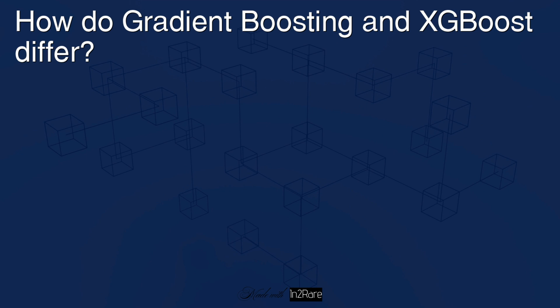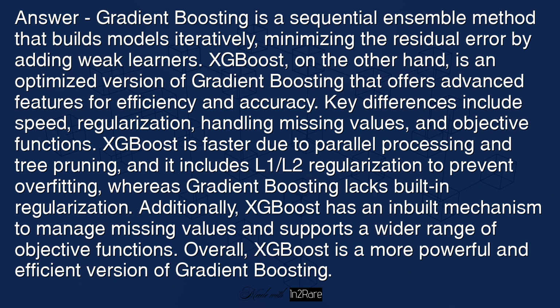How do gradient boosting and XGBoost differ? Answer: gradient boosting is a sequential ensemble method that builds models iteratively, minimizing the residual error by adding weak learners. XGBoost, on the other hand, is an optimized version of gradient boosting that offers advanced features for efficiency and accuracy. Key differences include speed, regularization, handling missing values, and objective functions.